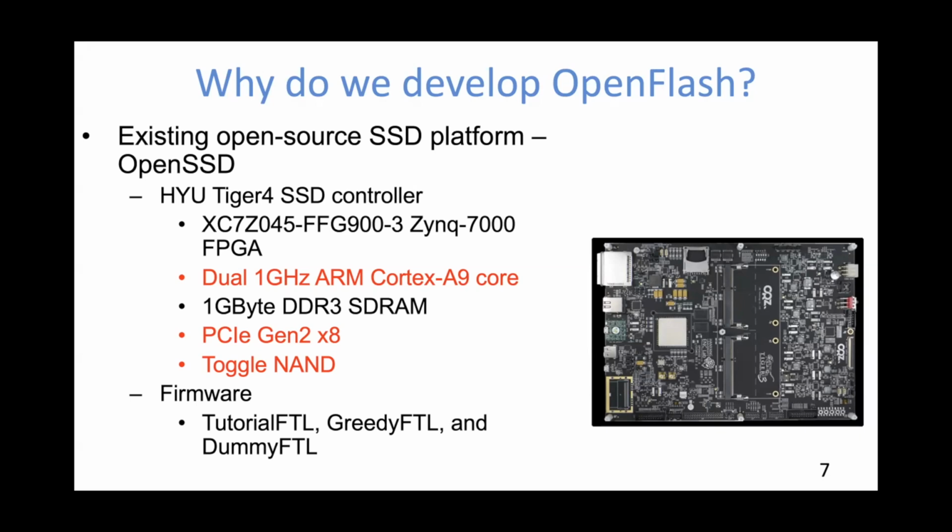OpenSSD provides a few example codes for firmware, which include tutorial FTL, greedy FTL, and dummy FTL. So in my own opinion, OpenSSD is a good platform for us to develop a customized FTL, which can run on a real SSD. However, as you can see in the list, the hardware configuration of OpenSSD is somewhat out of date, and OpenSSD uses an ARM core as its processor. So we cannot do much to the processor, which may be useful in providing a customized processor or accelerations for near data processing.